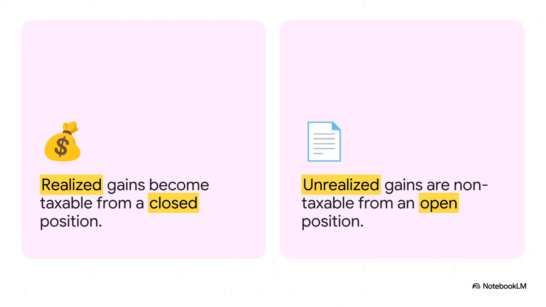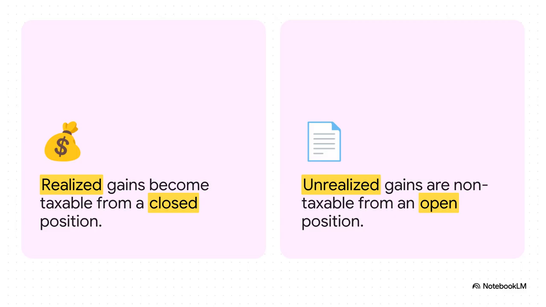Now, we need to make a really vital distinction here between realized and unrealized gains. Capital gains and losses only become taxable when a position is officially closed, meaning you actually pulled the trigger and sold the asset. We call those realized gains or losses. However, if you're still holding the stock and its value goes up, you have an unrealized gain. It's basically a paper profit.